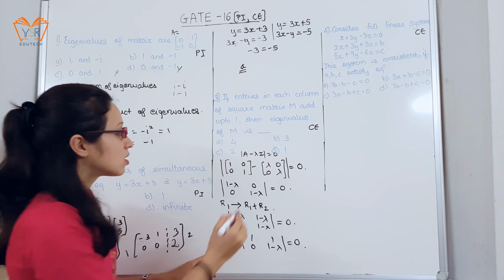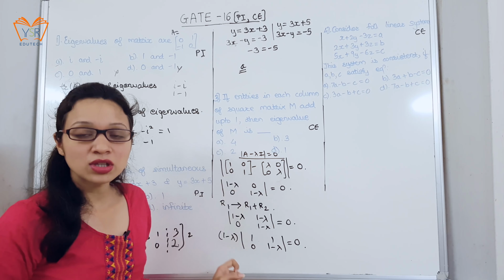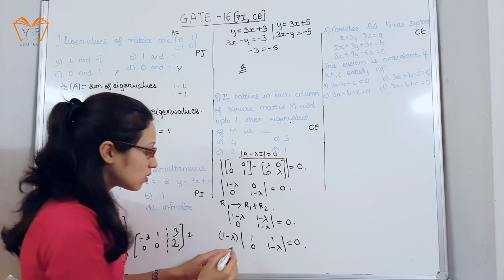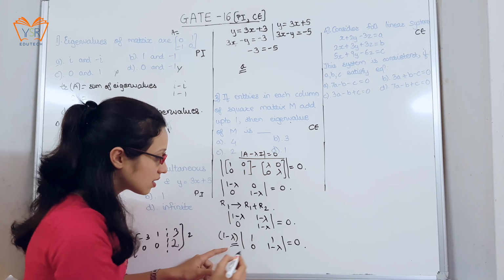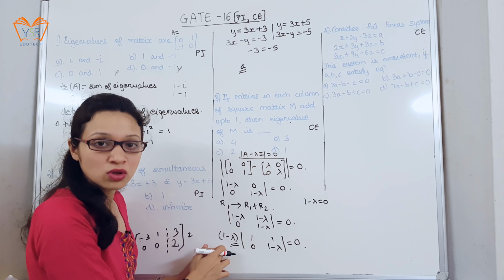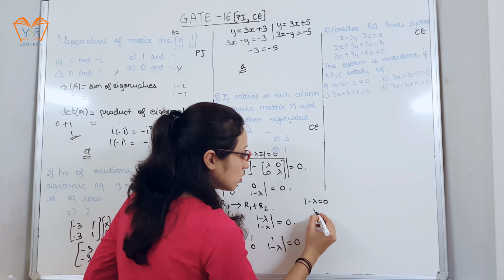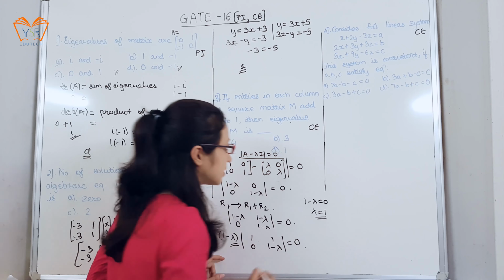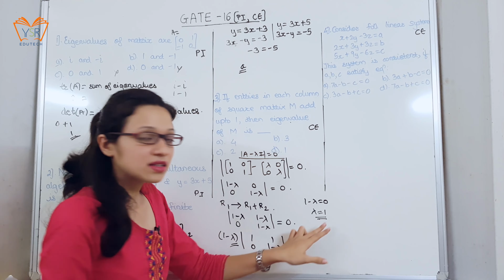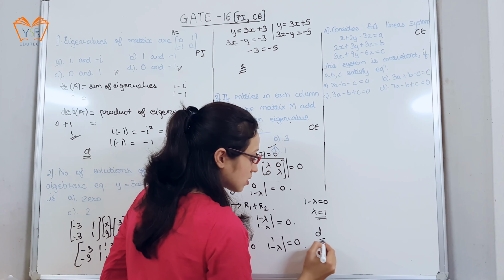Now solving this characteristic equation is nothing but finding the roots of that equation, and that is nothing but the eigenvalues. Now here if we write 1 minus lambda is equal to 0, this is one of the roots of that equation, or we can say one of the eigenvalues. So it is nothing but lambda equal to 1. So one of the eigenvalues is 1. So option D is correct.